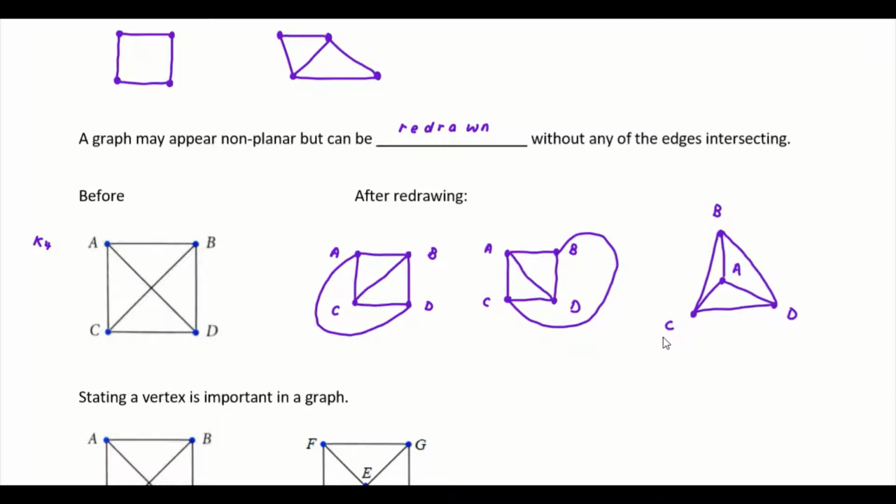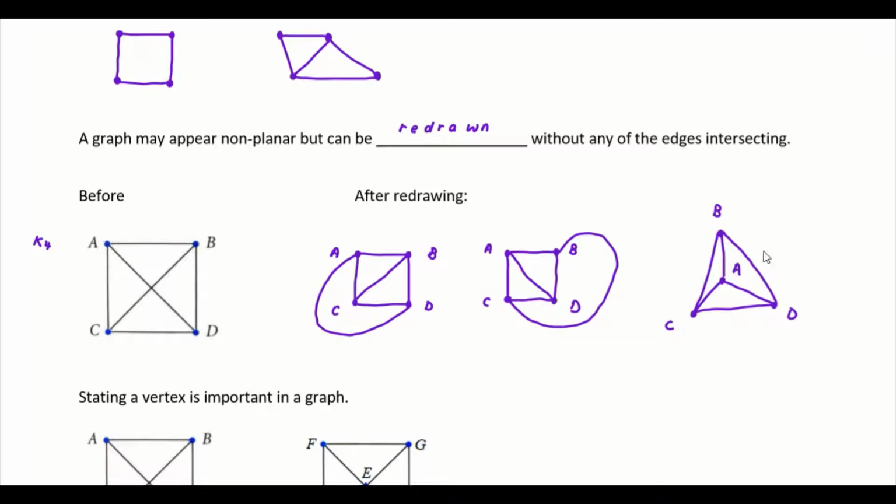So now when you try to look at C, is it adjacent to every other vertex? Yes, so A, B, and D. So that's why this is actually a planar graph as well. Okay, so as long as you have the same number of vertices, the same number of edges, and the edges connecting the vertices are still the same.